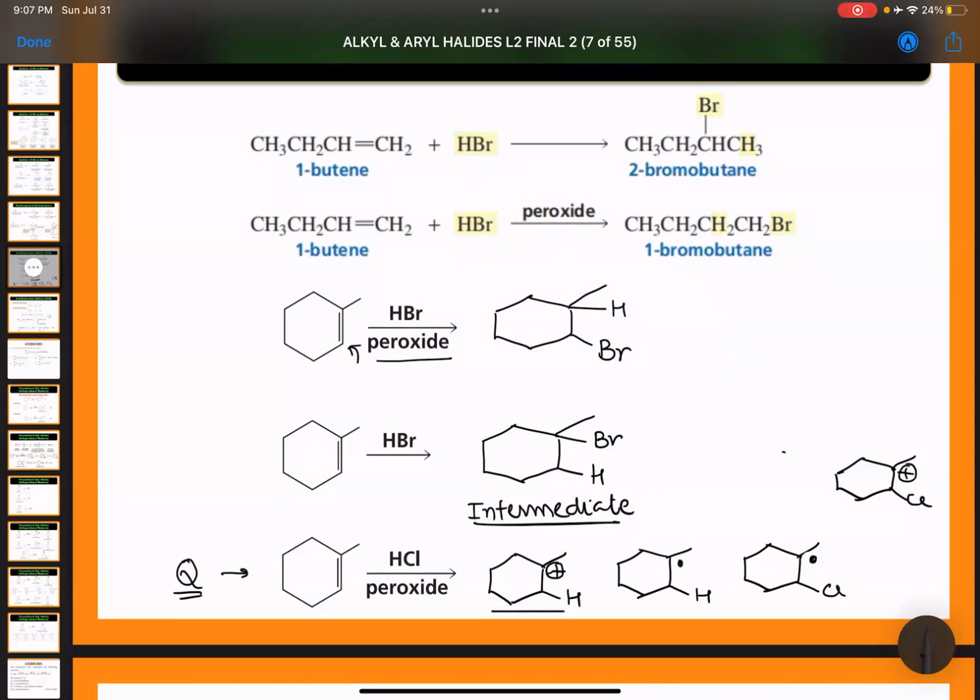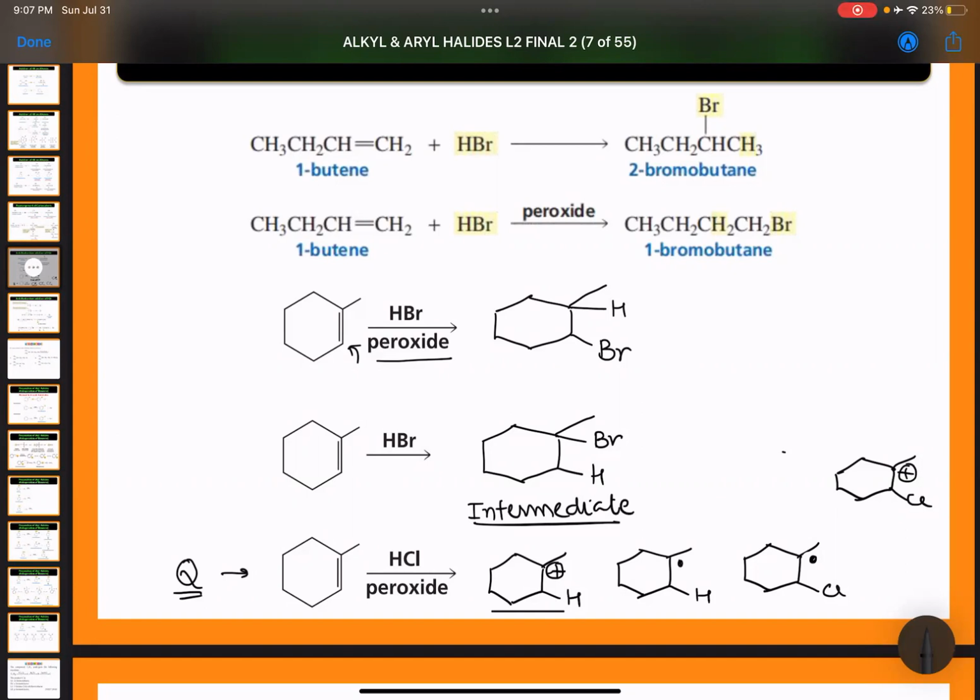Reason being, among all HX, only HBr shows peroxide effect, right? HCl does not show peroxide effect. Even if you have taken peroxide, it is going to add in a way in which it used to add without peroxide. Is it clear?